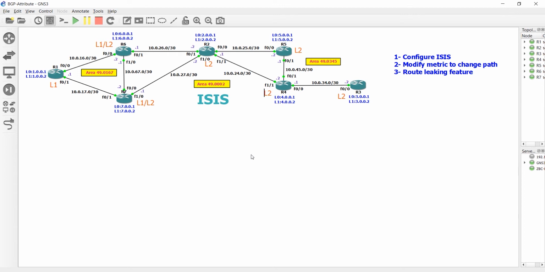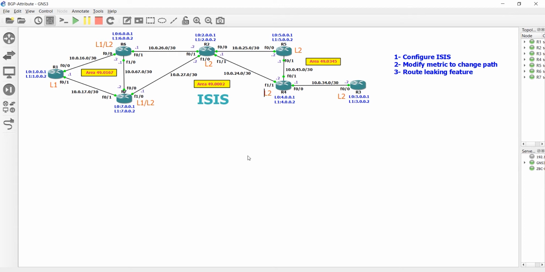Intermediate System to Intermediate System is an IGP and link state routing protocol. There are types of routers in ISIS. You can see here level 1 router, level 1 and level 2 router, and level 2 router. Level 1 routers are intra-area systems, and level 2 is the backbone router, or intra and inter-area system, both of them. And level 1-2 performs both roles. We will show you how these levels work.